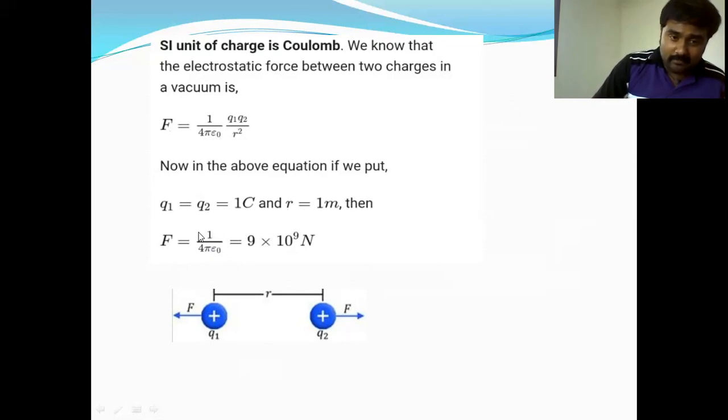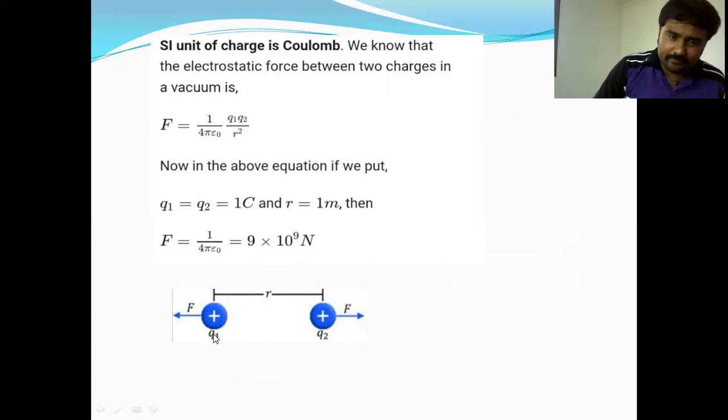So finally 1 divided by 4 pi epsilon naught is 8.854 into 10 power minus 12 coulomb square per Newton meter square, or farad per meter. So after simplification, we will get 9 into 10 power 9. After simplification, you can easily define the unit charge, or 1 coulomb.